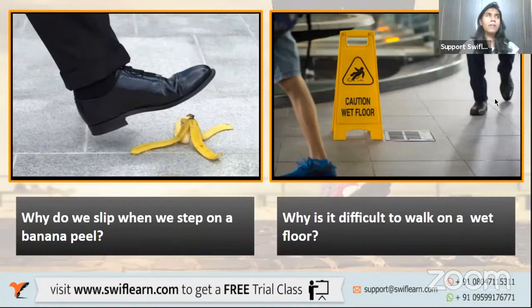Moving ahead. Now imagine you're walking and there is a banana peel on the floor, and you step on the banana peel. What happens? You will slip and fall down. Also, in some cases, it is difficult to walk on a wet floor as compared to a dry floor, right? Why is this happening? Why is it that when you press your foot on a banana peel, you slip? Or if you apply a little oil on the floor and walk, you will definitely slip?